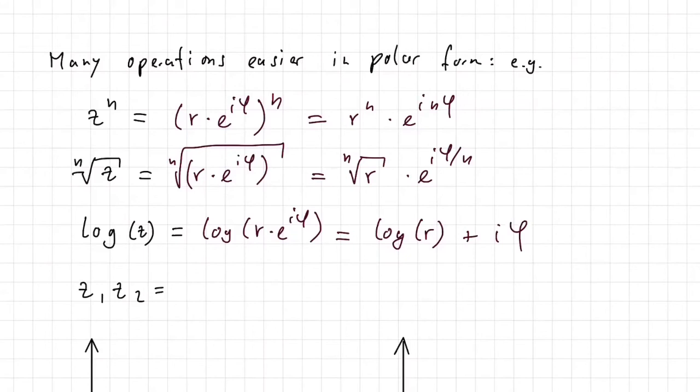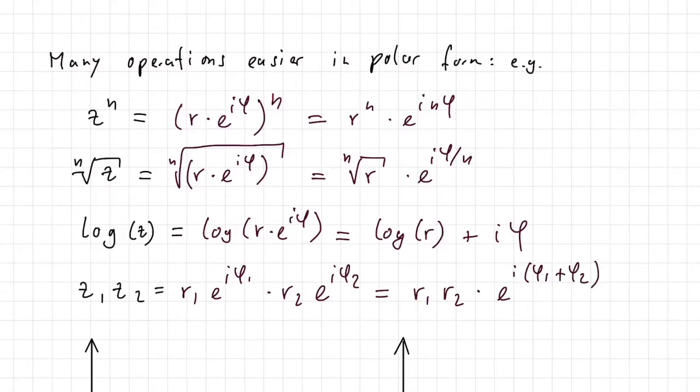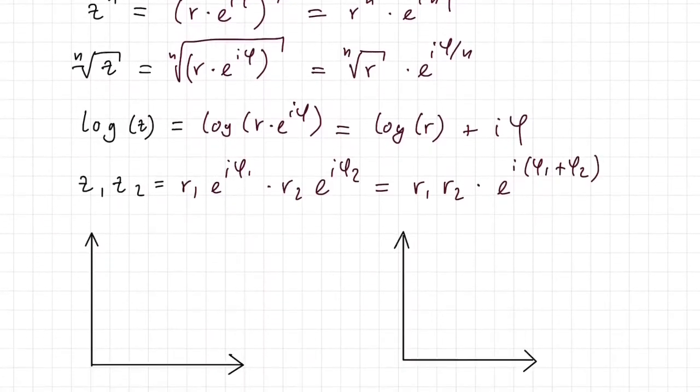Now, let's finally go to multiplication. When we multiply two numbers, Z1 and Z2, we have R1 e to the I phi 1 times R2 e to the I phi 2. And we see that this just gives R1 R2 times e to the I (phi 1 plus phi 2).